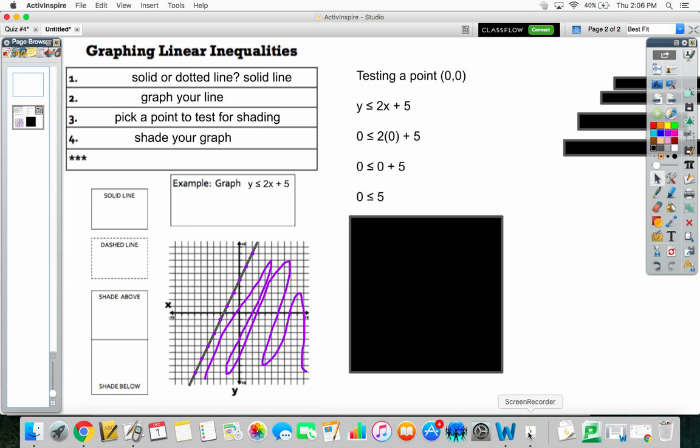Then you need to test your point. So I usually pick 0, 0. Once you test your point, you decide where you shade. If the point you picked is a true statement, then you shade where that point is at on the graph. If it is a false statement, you will shade on the other side of your line.